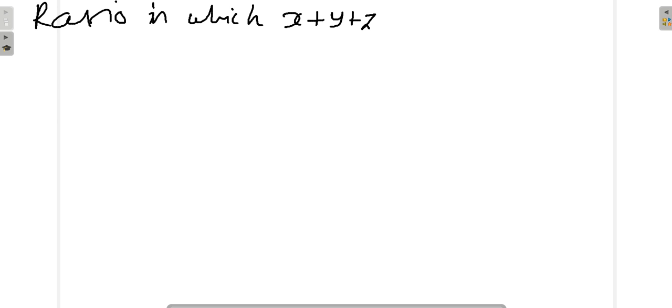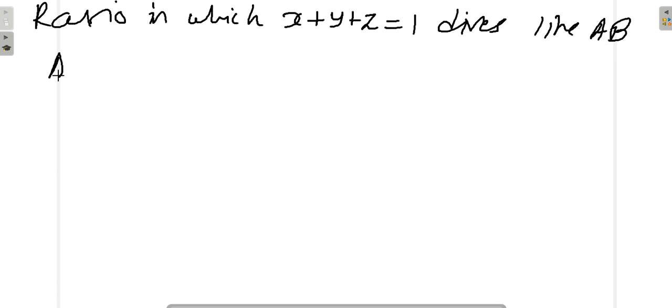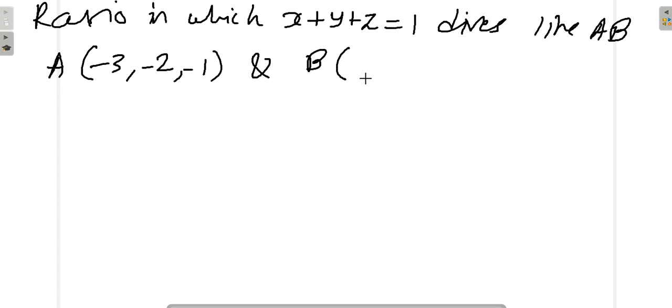Okay. Next one: find the ratio in which the plane divides line AB, where A is given and B is given as 2, 3, 4.